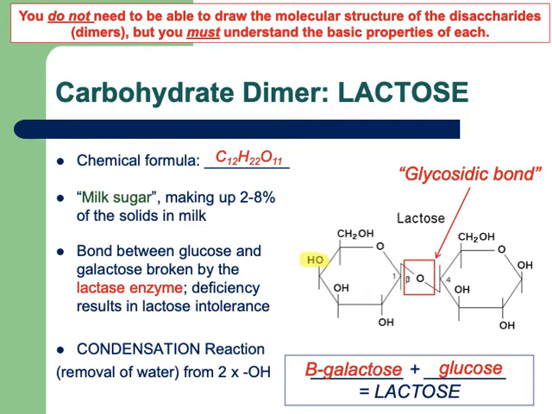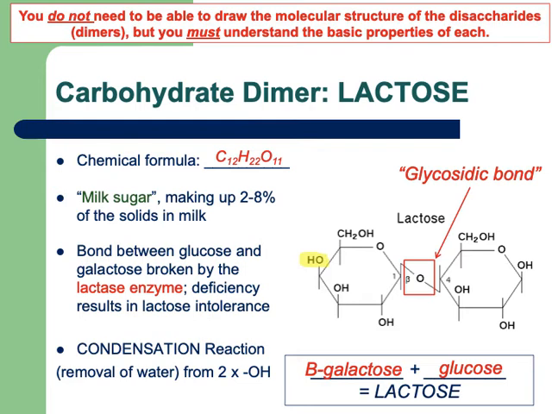Now let's talk about our second carbohydrate dimer that's very common, and this is lactose. Remember, a dimer is formed when two monomers are bound together. For lactose, we have galactose and glucose being bound together. The chemical formula for lactose is the same as for sucrose, C12H22O11. What differs is the chemical structure, as you can see in the picture, which we'll talk about in a minute.